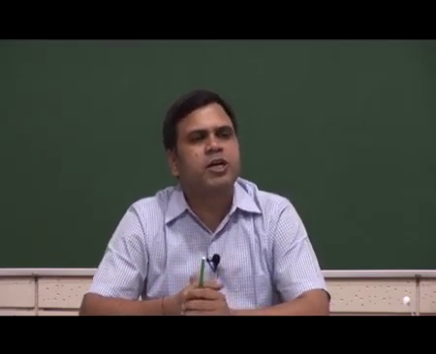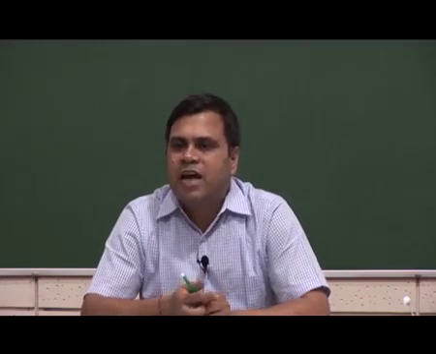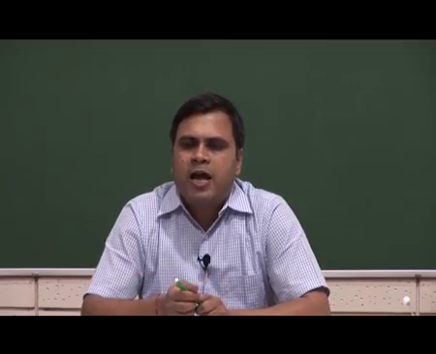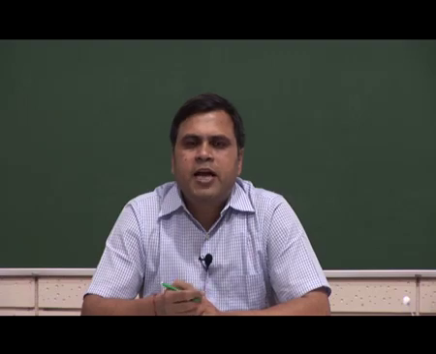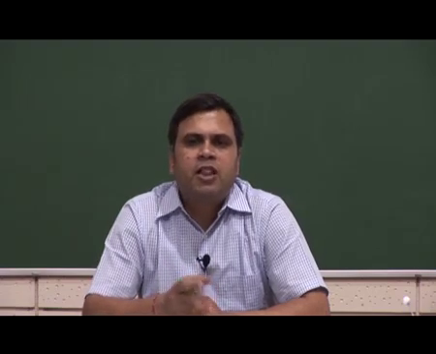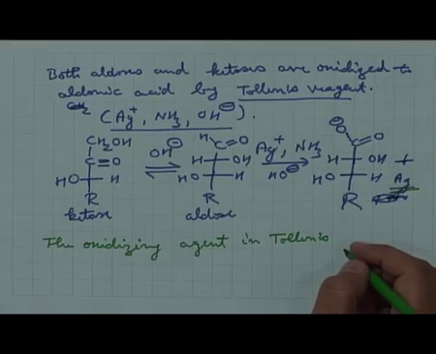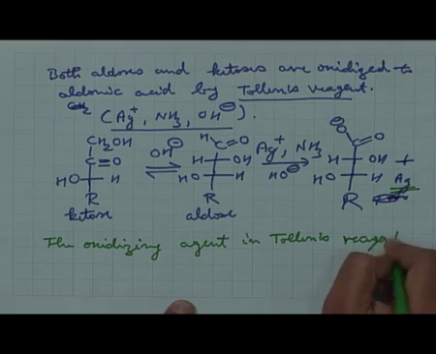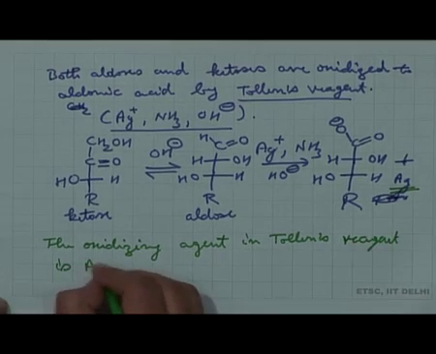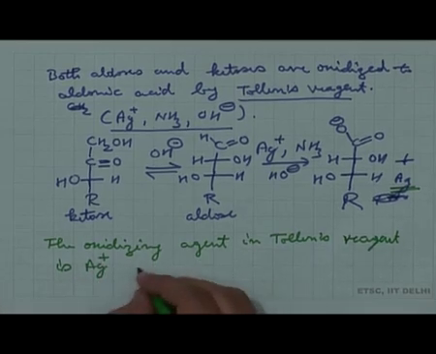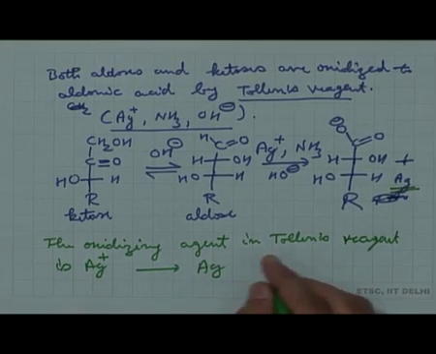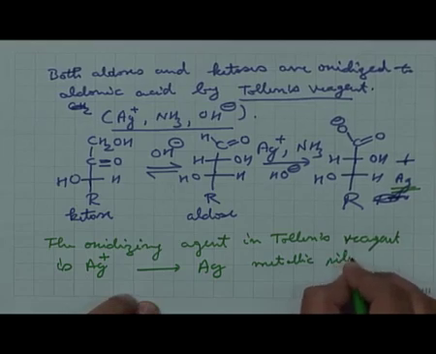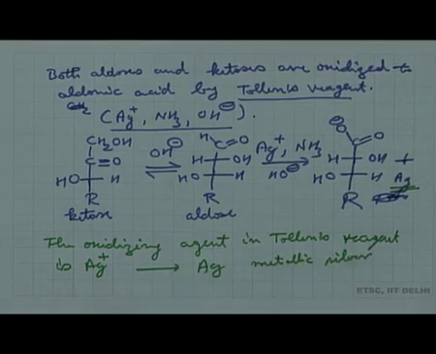So, what happens is that ketose gets converted to the corresponding aldose and then Ag plus oxidizes it. Aldehyde gets converted to the carboxylic group, and that is the reason it can oxidize both aldose and ketose, because under basic condition all the ketose gets converted to the aldose. So, the oxidizing agent in Tollens reagent is silver plus, which gets reduced to metallic silver, which gets deposited on the test tube wall.